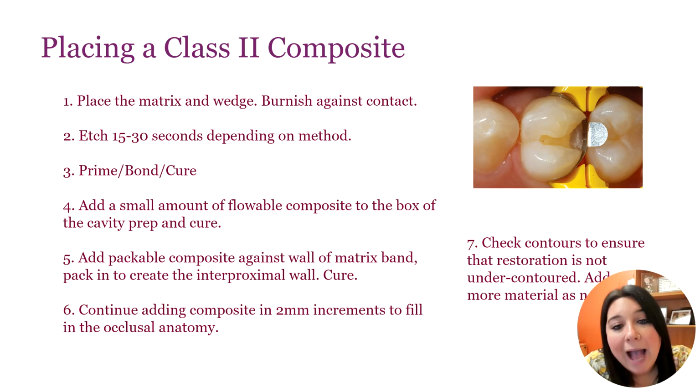For step 4, we're going to add a small amount of flowable composite to the box of the cavity prep and then cure. Some people like to do that. I am one of those people that do. I don't even fill up the whole box. I really just line where the tooth meets the matrix band. That way I can ensure a good seal.